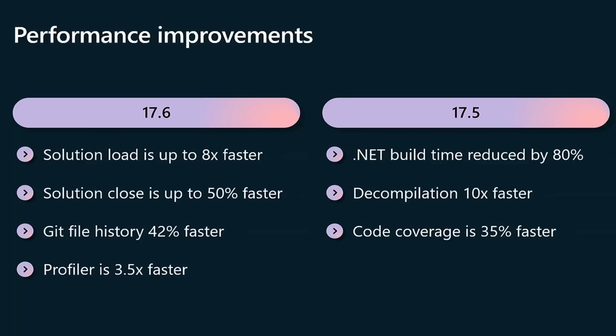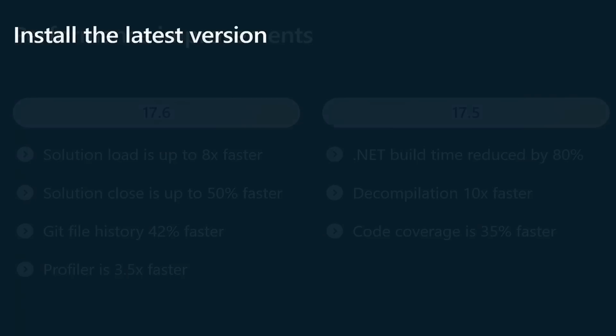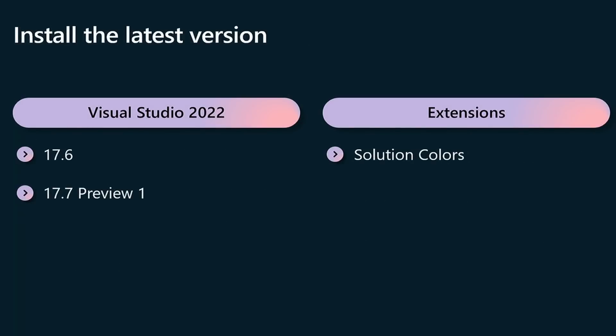All right, so all this stuff is, and of course, we continue work on performance. So 17.6 we released a week ago. 17.7 Preview 1 has even more stuff. So go check out the latest and greatest 17.6 if you're on the release channel. If you're on the preview channel, get 17.7. And the extension I showed you was called Solution Colors, if that has any interest.